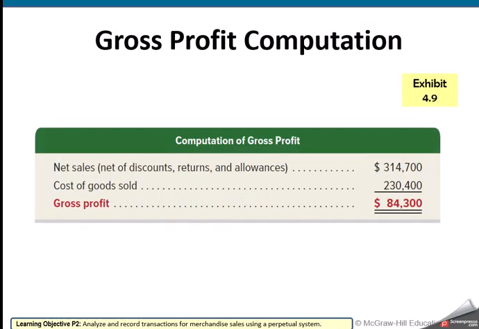The other thing that we have in these merchandising transactions is our gross profit analysis. So we've got our net sales, which would be our sales less those discounts, less any returns and allowances. That gives us net sales. Then we subtract out our cost of goods sold, and that gives us a gross profit.